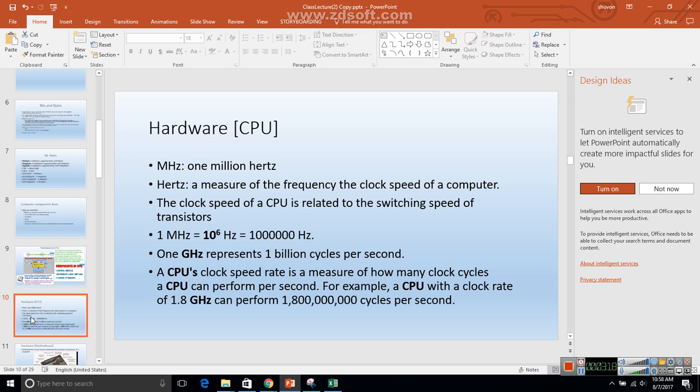megahertz, 1 million hertz, is megahertz. It means in 1 second it can turn the register on and off 1 million times. So that is about megahertz. And gigahertz, you just multiply that by 1 million. This is the way you calculate mega, giga. So that is about megahertz, gigahertz, and hertz.